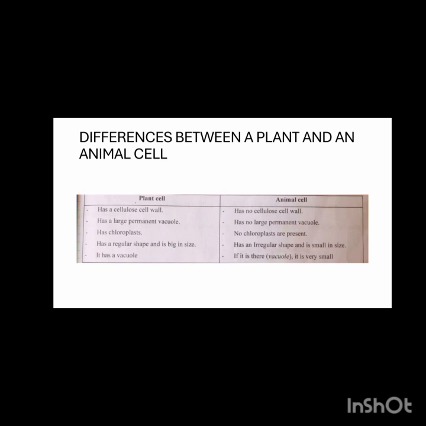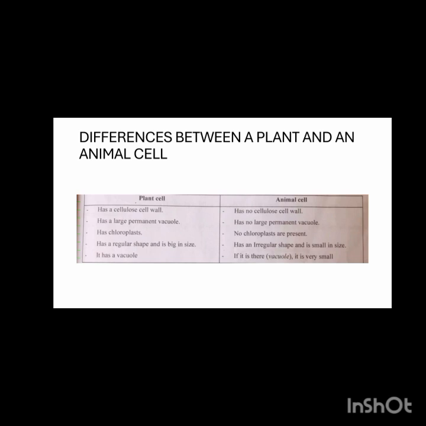So now let's look at the differences between a plant and an animal cell. Okay, so these differences, again, very important. Yes, you should be able to distinguish between a plant and animal cell. Remember, this was our third objective in the beginning of this tutorial. So the difference, number one, is that a plant cell has a cellulose cell wall, while an animal cell does not have it.